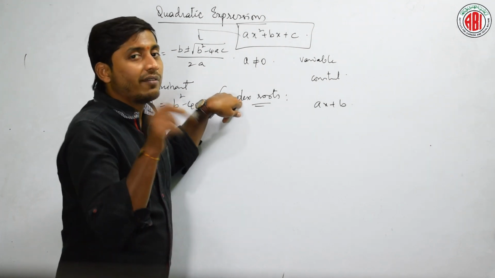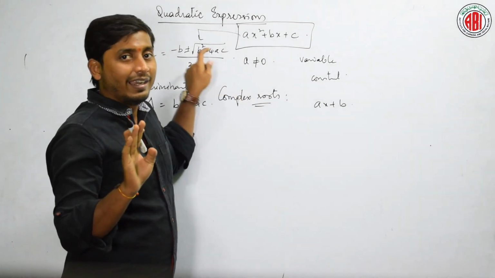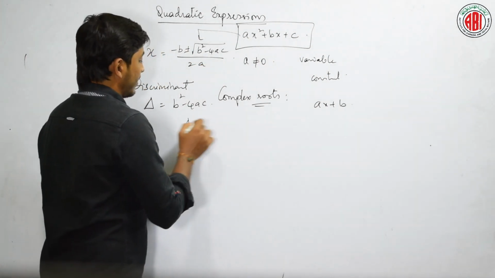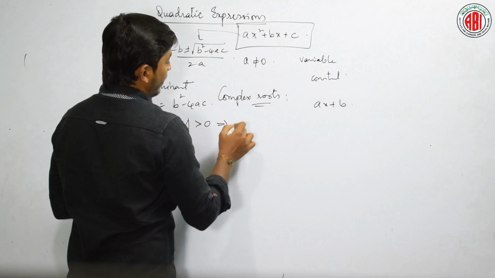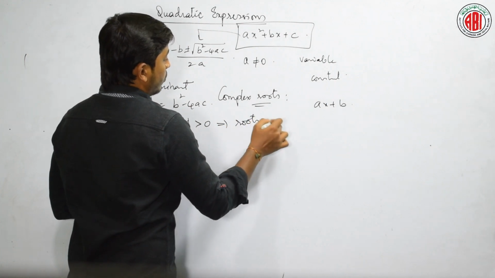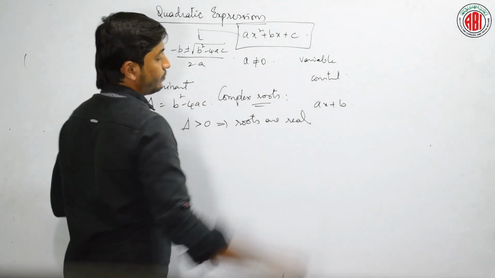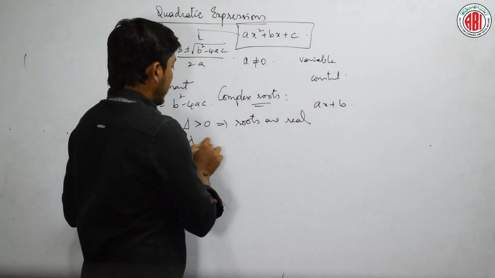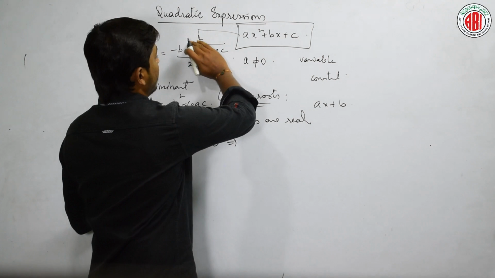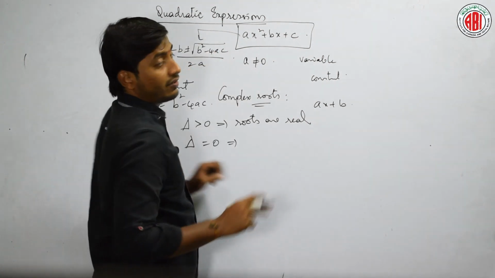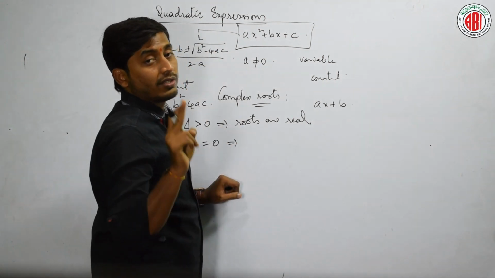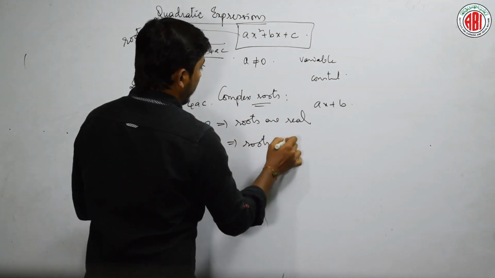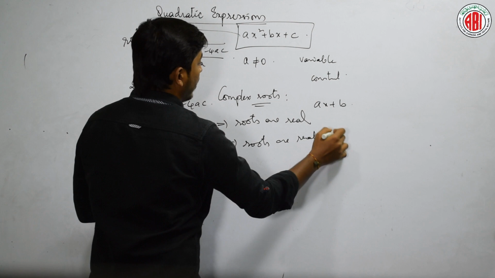In our previous classes we always do only for delta greater than 0. That is the condition first. If delta is greater than 0, we will have roots are real. Clear? Fine. If delta is equal to 0, what if the term is 0? We will have minus b by 2a, which means we have two roots that are the same, also real roots. Roots are real and also equal.